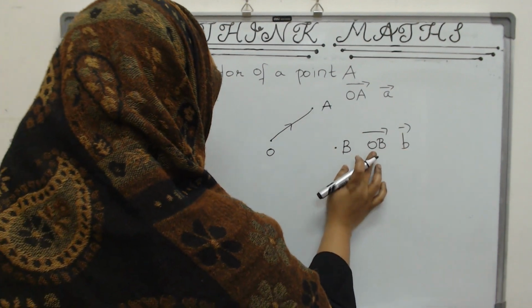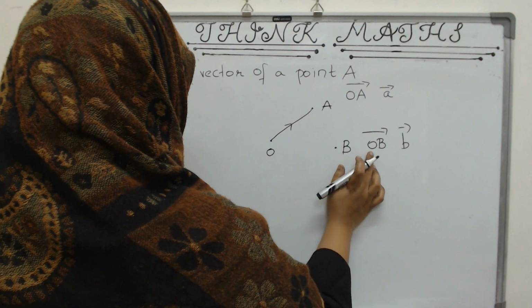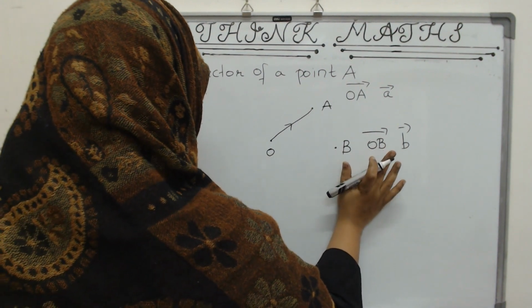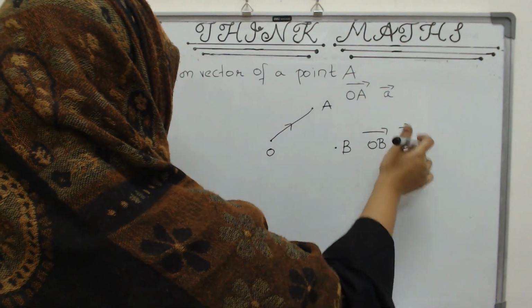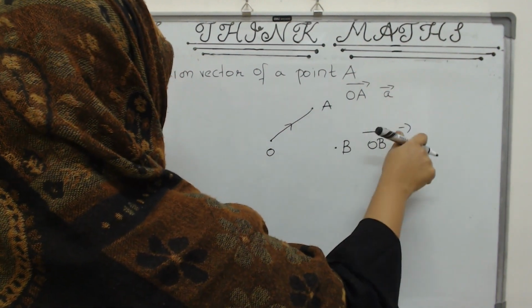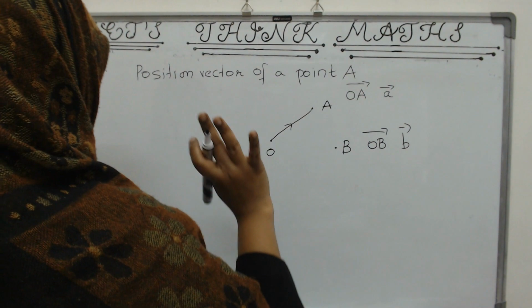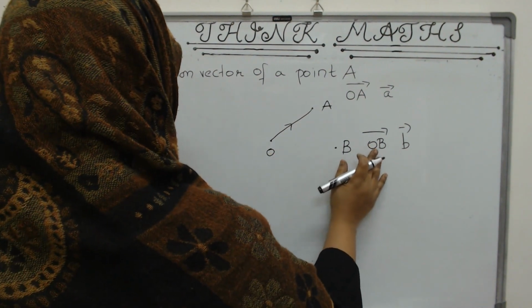But this has to be OB because the first one is the initial point and the second one is the terminal point. So this OB and OA you cannot change. But the smaller case alphabet you use, you can take any alphabet you like. So this is the position vector of A.